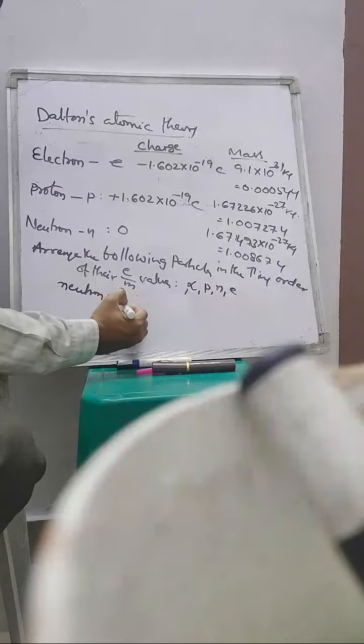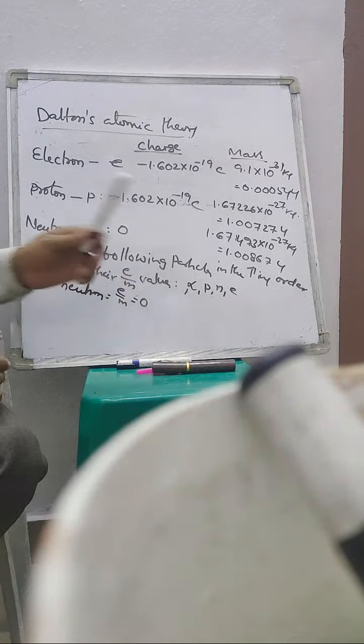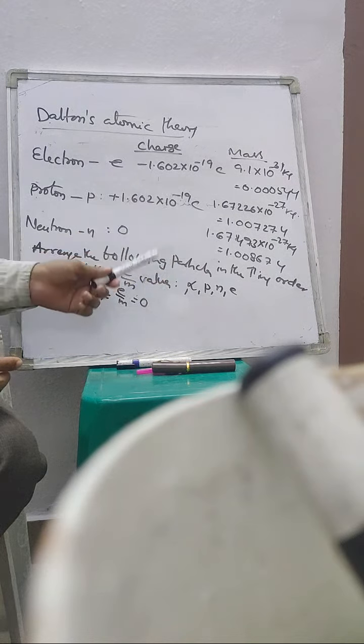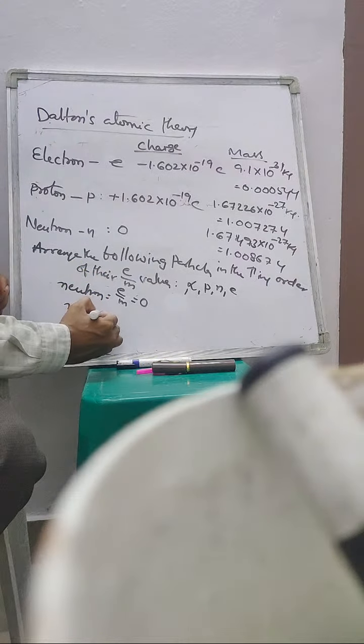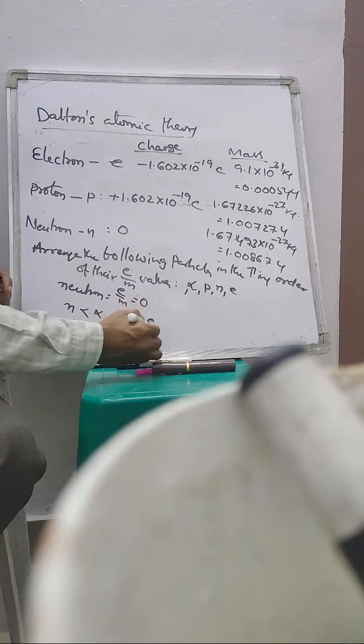That's why its E by M is 0. Among proton, electron, and alpha particle, as alpha particle has a mass of 4 Daltons, its first is neutron. E by M of neutron is less than that of alpha particle, which is less than that of proton, which is less than that of electron.